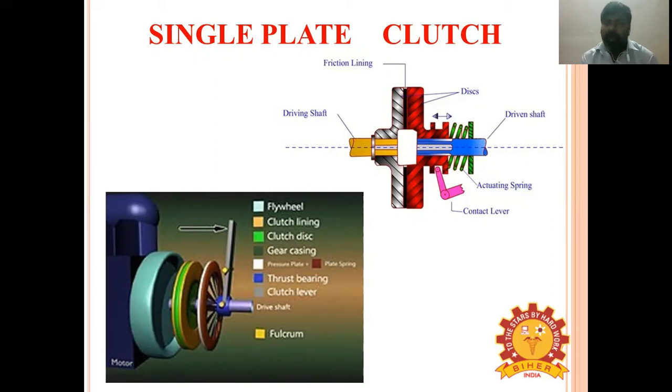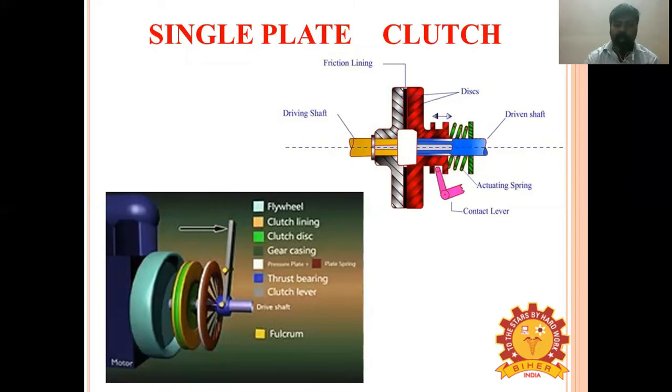So how does it operate? When the clutch is engaged, the clutch plate is gripped between the flywheel and the pressure plate. Due to the friction, the clutch plate and the shaft revolve. When the clutch pedal is pressed, the pressure plate moves back against the force of the spring, and the clutch plate becomes free between the flywheel and the pressure plate. Thus the flywheel remains rotating as long as the engine is running, and the clutch shaft speed reduces slowly and finally stops rotating. So this is called a single plate clutch.